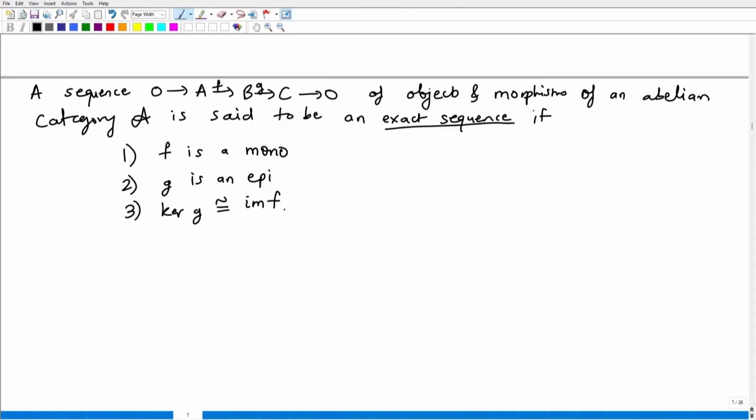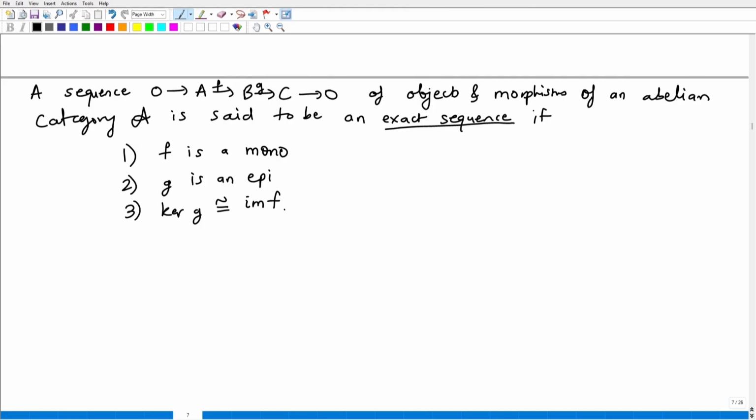What do we mean by image? Image is what we defined: it's the kernel of the cokernel. So the image of G will be G itself? The image of G will be isomorphic to G, like the identity map on C. But the kernel of the zero map is not... The kernel of the zero map will also be the identity on C, since everything goes to zero.